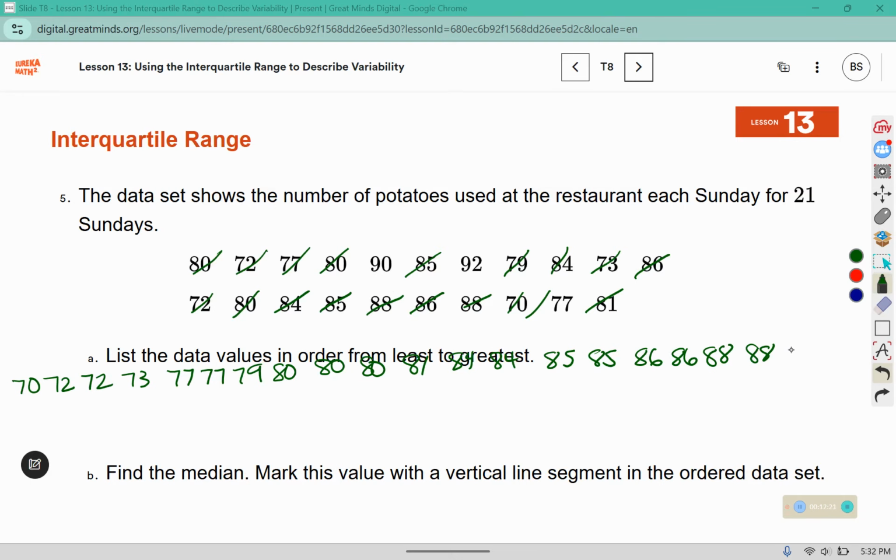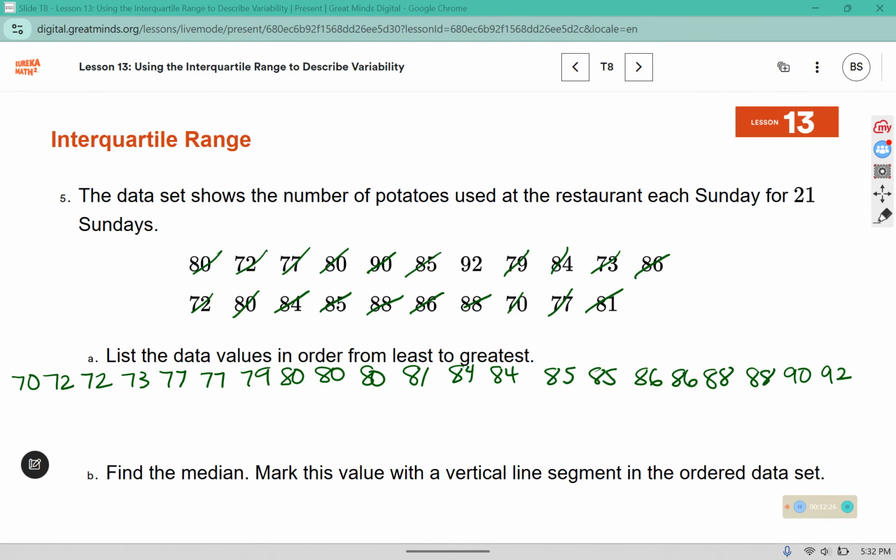A 90. And a 92. Then find the median, mark this value with a vertical line segment in the ordered data set. Since there are 21, if we split that into two groups, that would be 10 and a half. So we're going to put 10 values on each side, and we'll have one number in the middle.